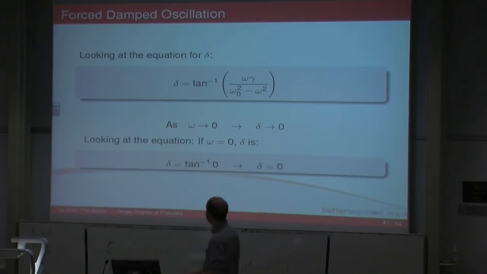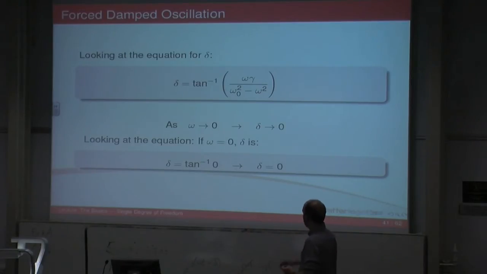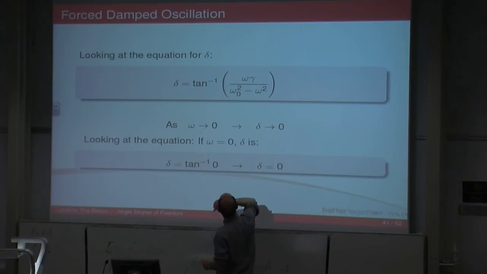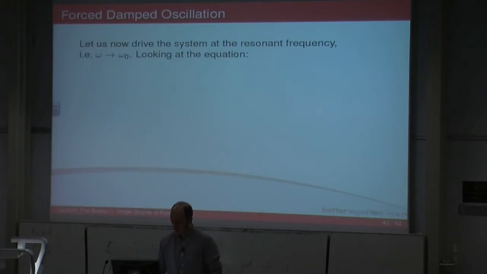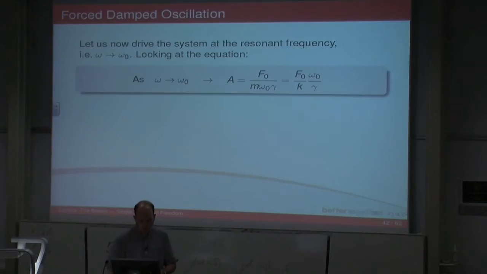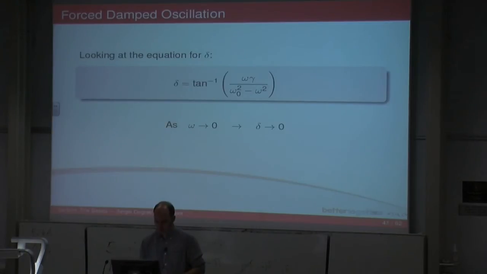Like I said, you can prove it from the equation. If you put omega to be 0, then you get omega in the numerator, you get some value in the denominator, so you get inverse tangent of 0, which is 0. So that makes sense. What about if we drive the system at its resonant frequency? Well, let's use the equation this time, let's not think about it intuitively. If we took that equation for A, and we set omega to be omega naught, let's go back to that equation for A.